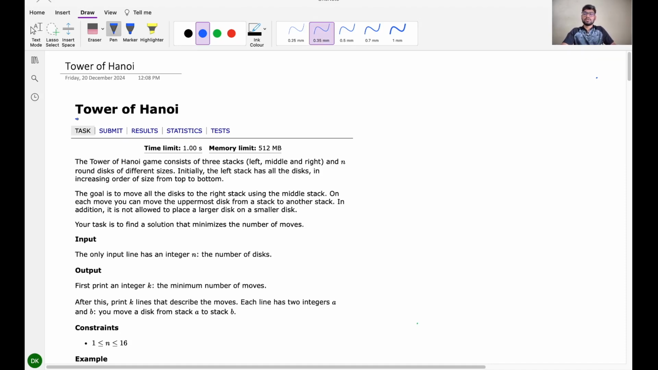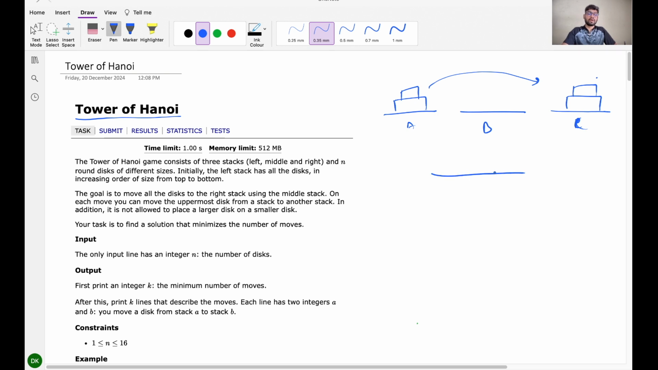Today we are going to see the Tower of Hanoi problem, and the problem statement is we are given 3 stacks, that is the left, middle and right stack, and on the first stack we are given n number of disks. Our task is to place all the disks from A to C with some rules, and the rule is we cannot place a larger disk over a smaller disk, so this is invalid.